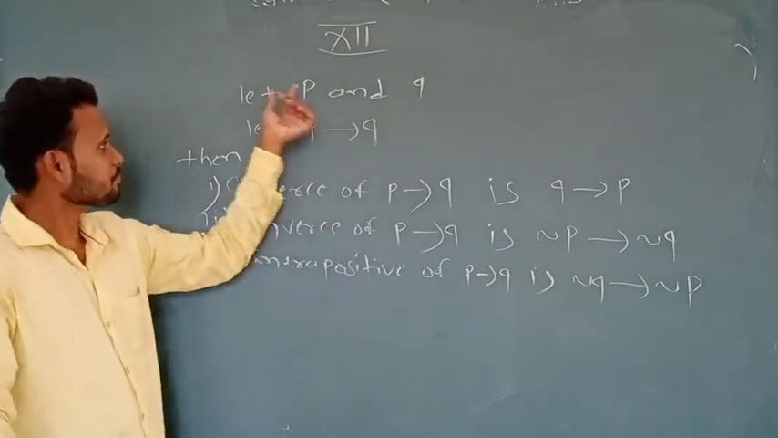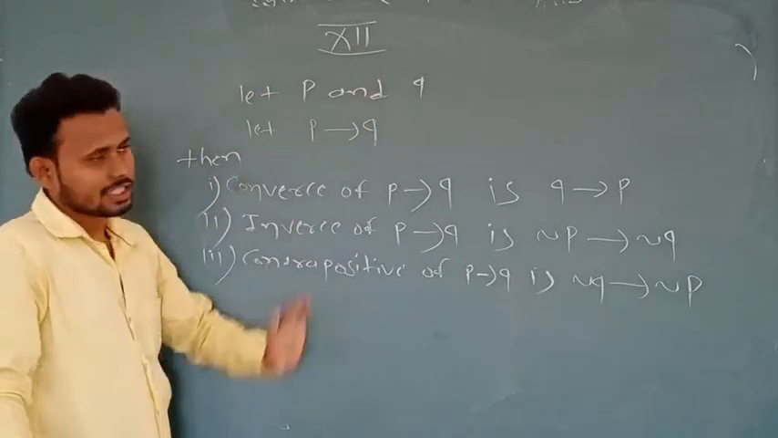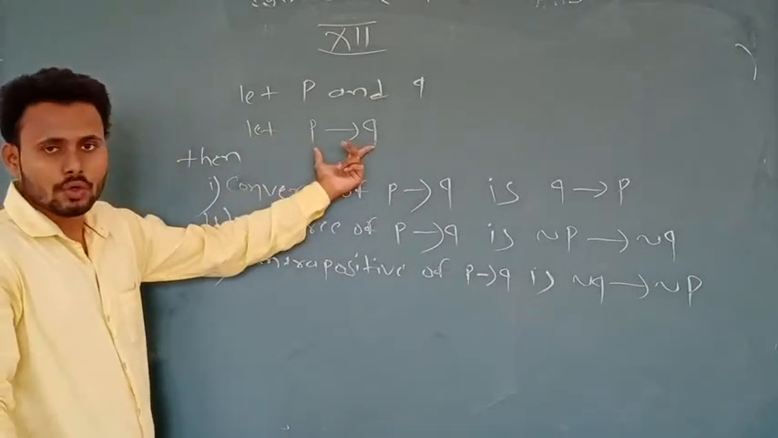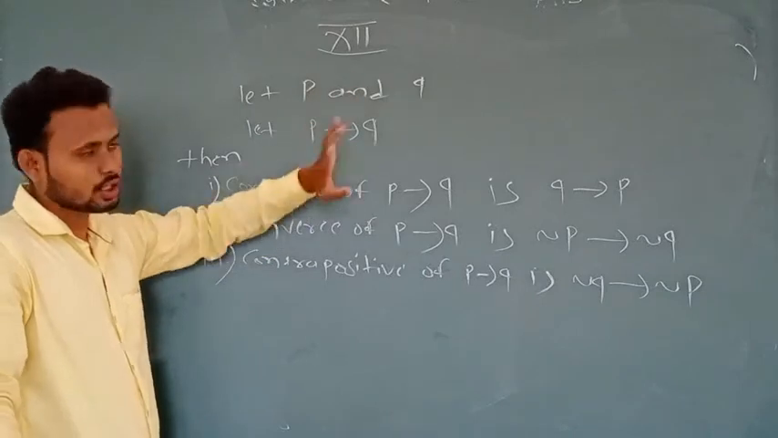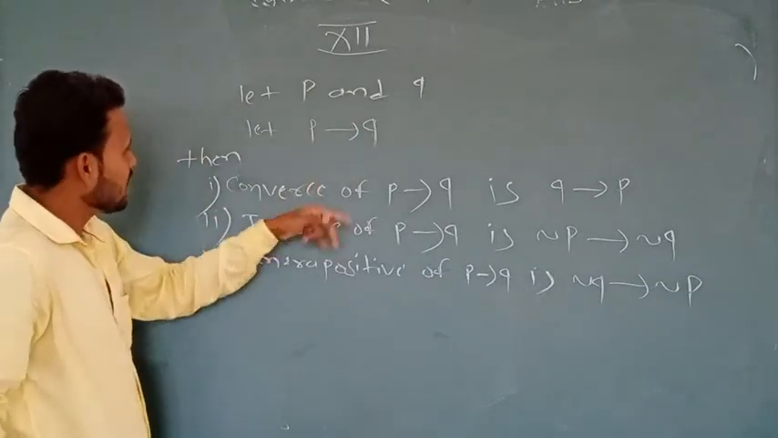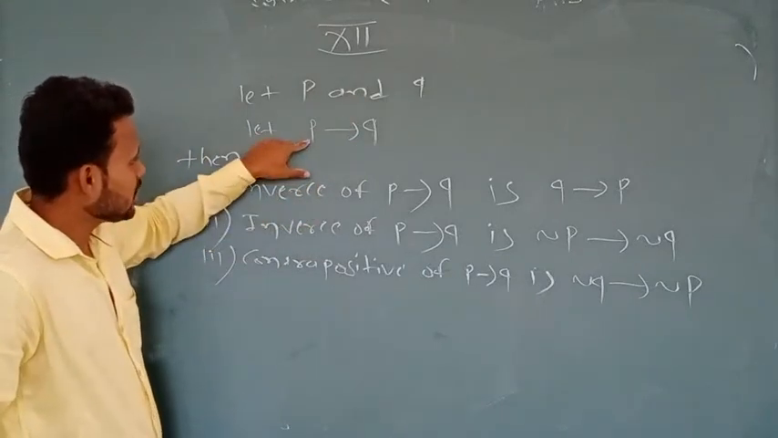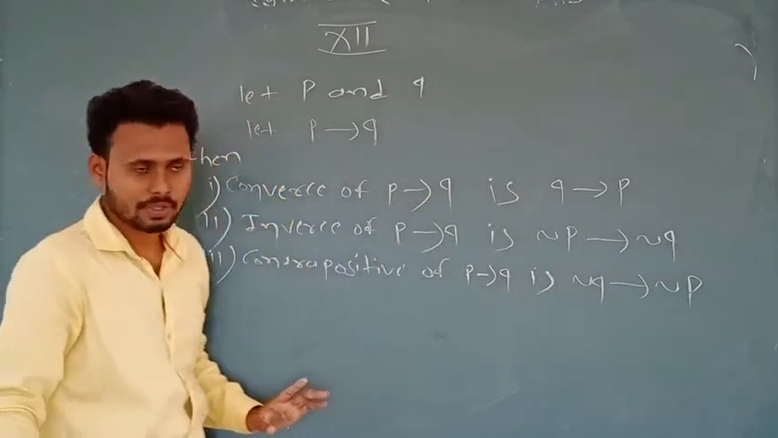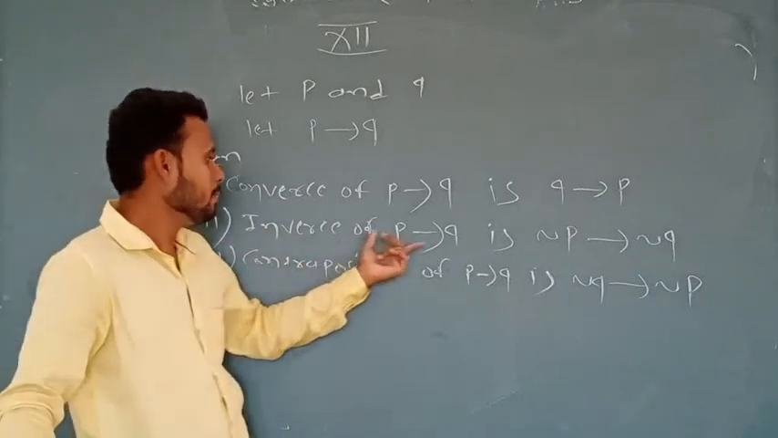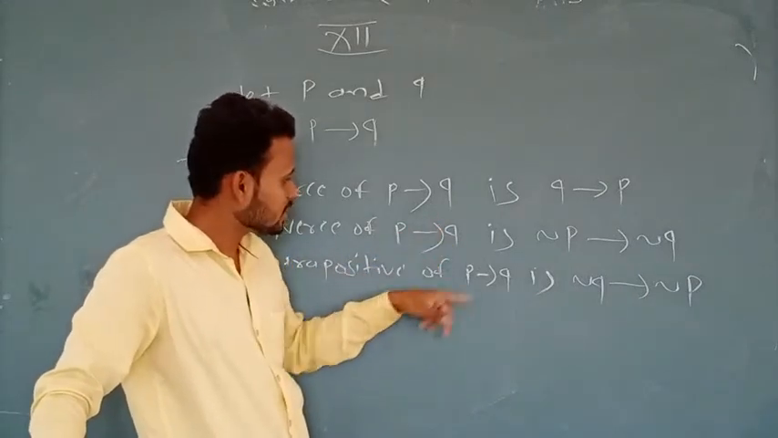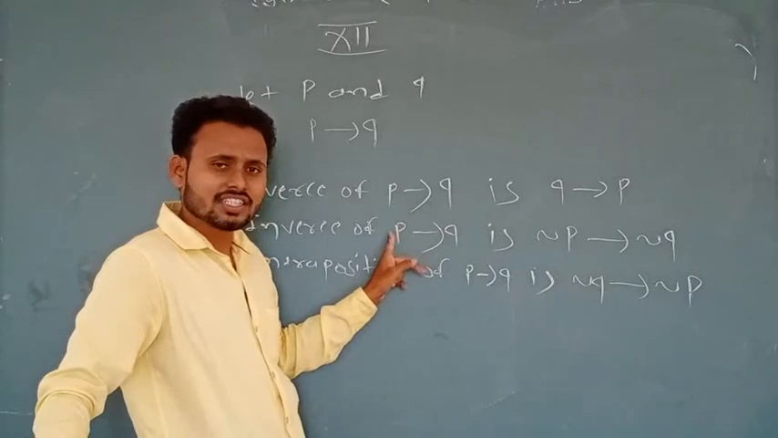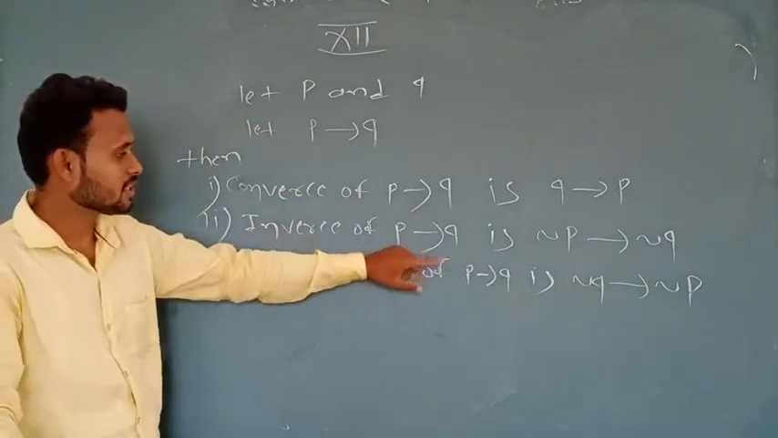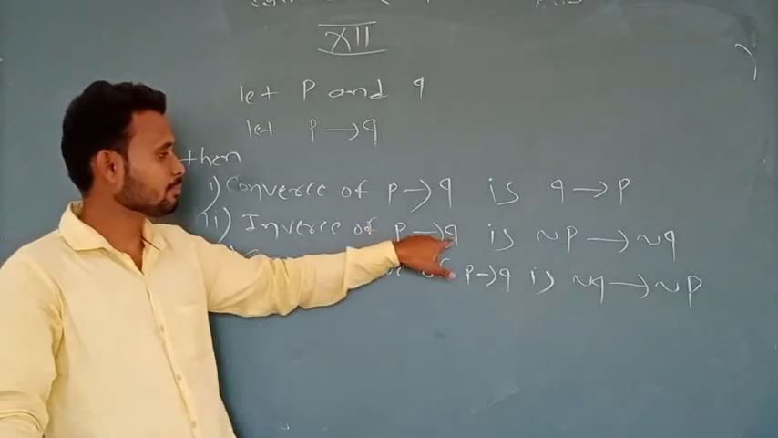Therefore, the definition: let P and Q be any two simple statements, and let P implies Q be the conditional statement of P and Q. Then the converse of P implies Q is Q implies P. The inverse of P implies Q: just take the negation of both substatements. Means the inverse of P implies Q is the negation of P implies the negation of Q.